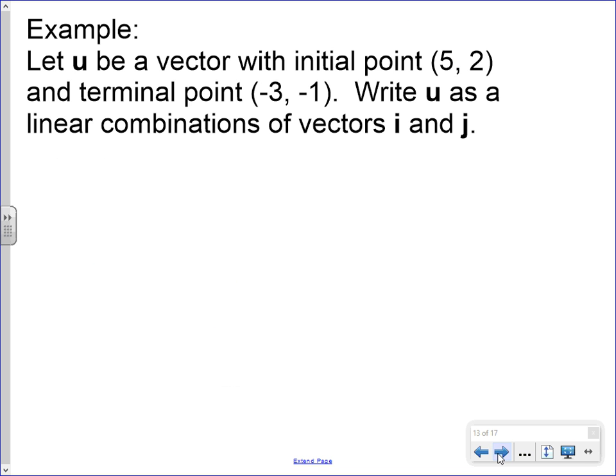So we're going to try it out with this example right here. We have an initial point of 5, 2, and a terminal point of -3, -1. First thing I want you to do is write it in component form for me. Please write this vector in component form and compare it to your neighbor.